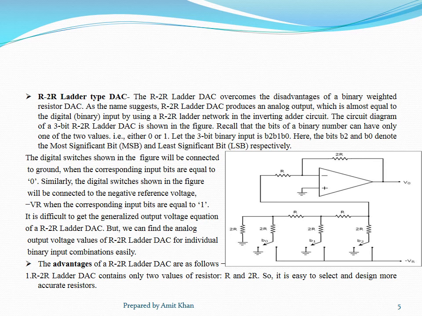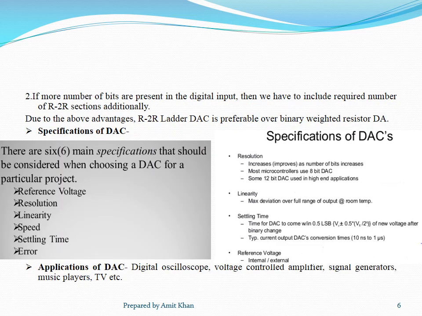The advantage of R2R ladder DAC is it contains only two values of resistor, R and 2R. So it is easy to select and design more accurate resistors. Another advantage is if more number of bits are present in the digital input, then we have to include required number of R2R sections additionally. So due to the above advantage, it is preferable over binary weighted resistor DAC.